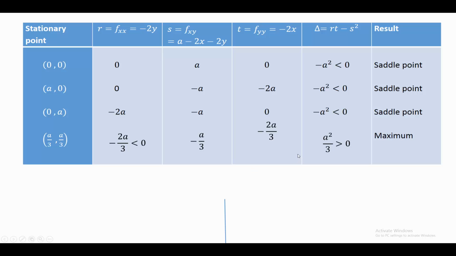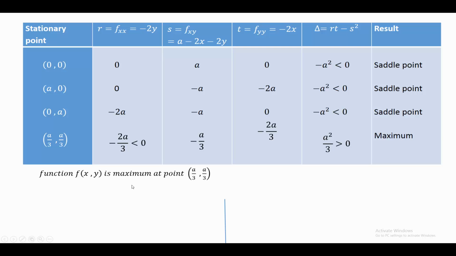Now at that point, rt: minus 2a by 3 into minus 2a by 3 is 4a square by 9, minus of minus a by 3 bracket square is minus a square by 9. Therefore we get 4a square by 9 minus a square by 9 equal to 3a square by 9, means we get a square by 3. This is a positive value. This value is greater than 0. Now delta positive and r negative, so function is maximum at point a by 3, a by 3.